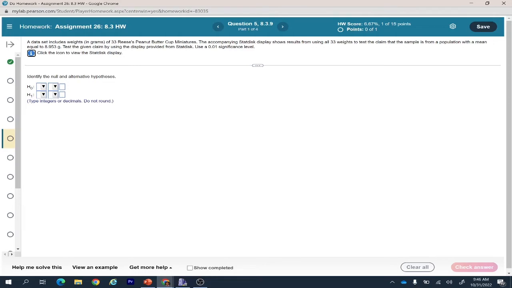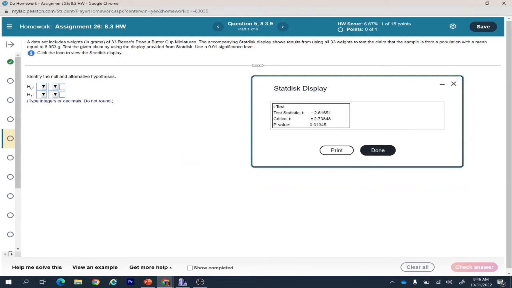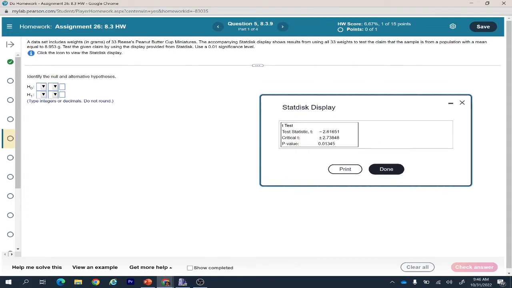Test the given claim by using the display provided data. Use a 0.01 significance level instead of the actual data. We have been given this information, which is the test statistic, critical t-value, and p-value. These are the things we normally need to find, but they are already given here, so we just have to construct the null hypothesis and alternative hypothesis.